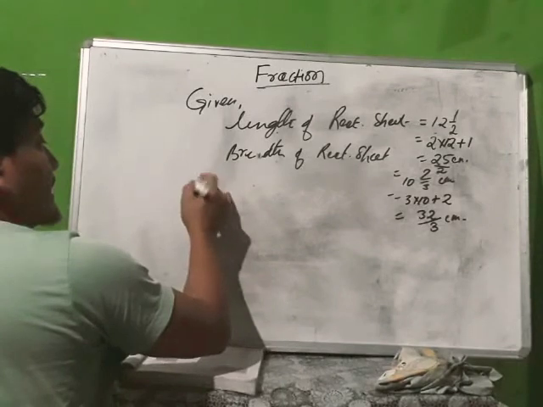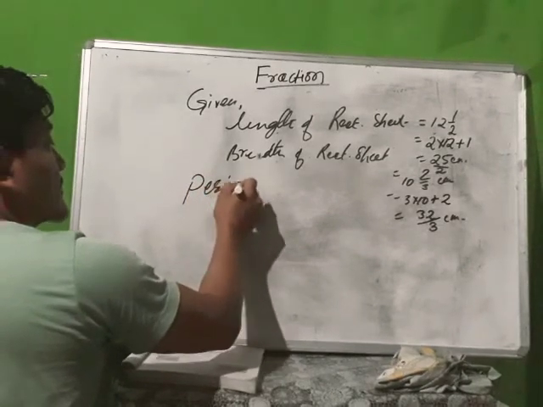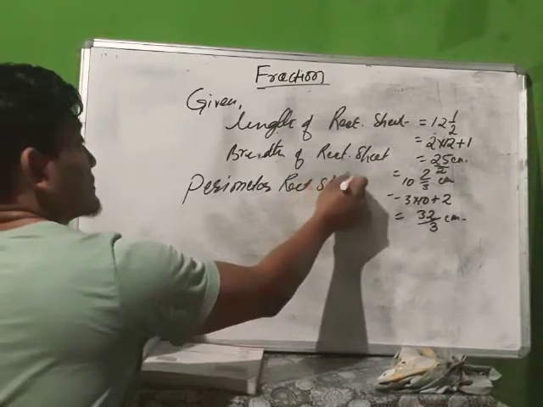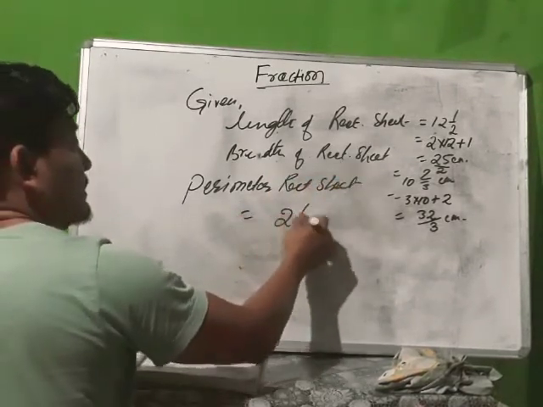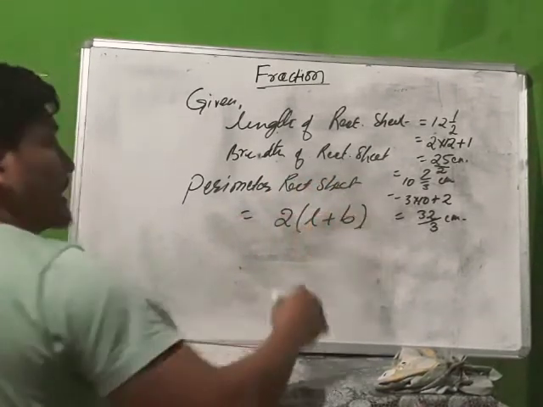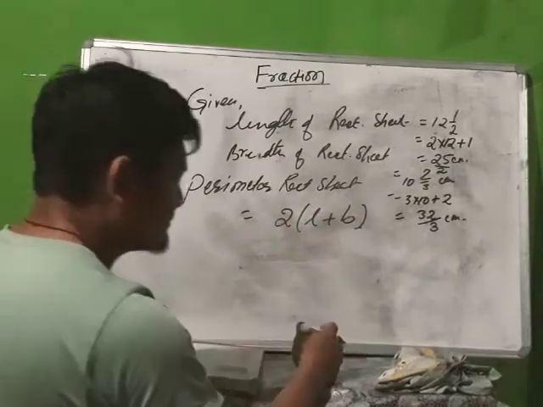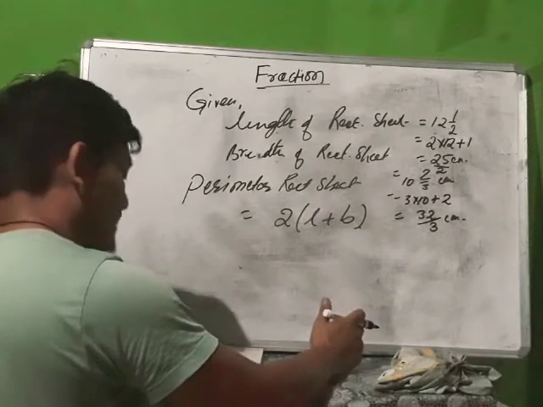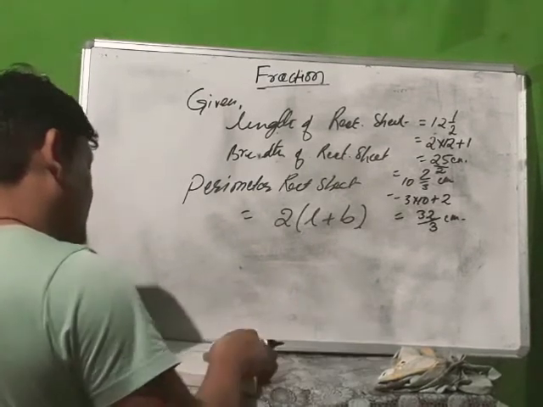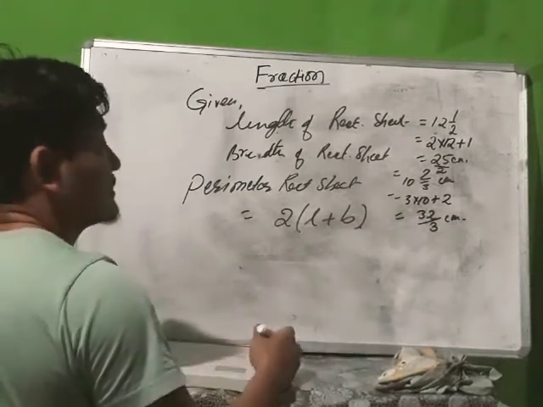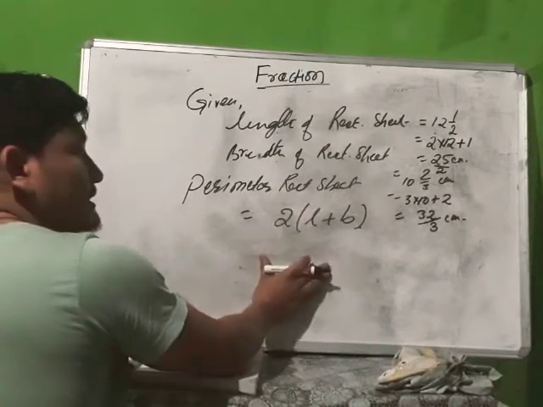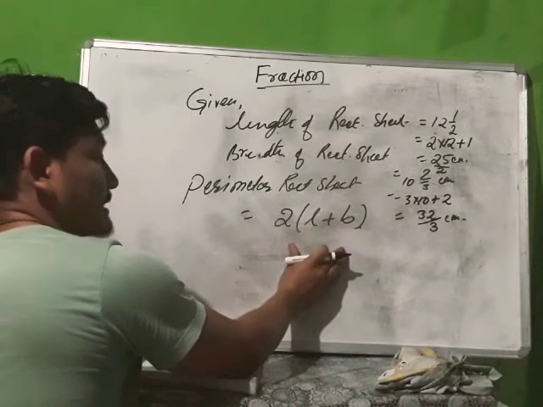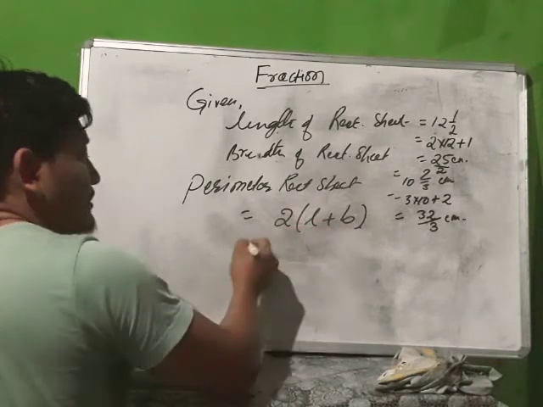Now we will talk about the perimeter. So what is the perimeter? Talking about the perimeter of a rectangular sheet, you have a formula: 2 times length plus breadth. I hope you can relate with the formula, because you may have done this formula in your previous class, or if you haven't, this is the formula that we need to use. This is the formula for the perimeter of a rectangle.